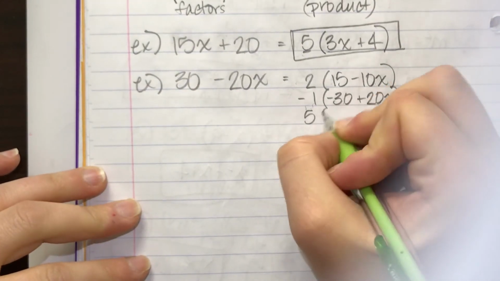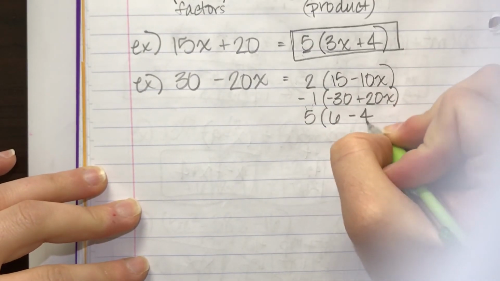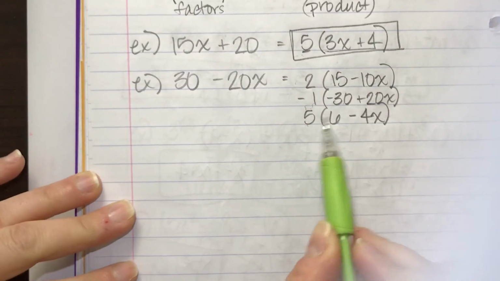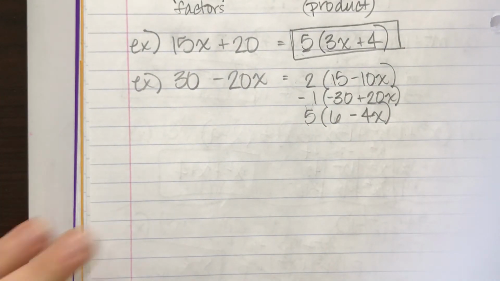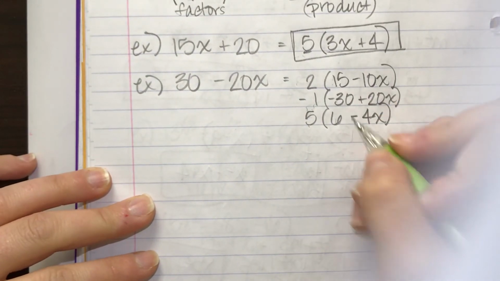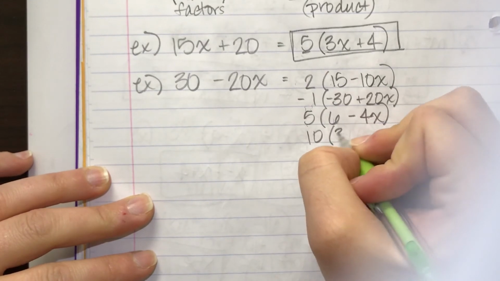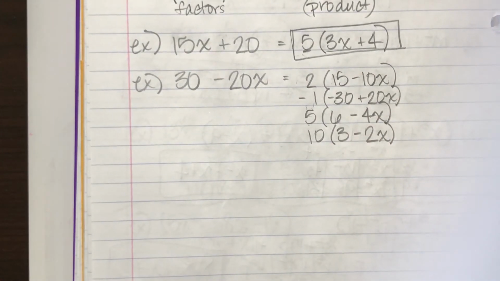What's another one? 5 distributed to 6 minus 4x. I get 30 minus 20x. Very good. What's another one, Red? There's another: 10 distributed to 3 minus 2x. Do we have any other options outside of just throwing a negative in there?